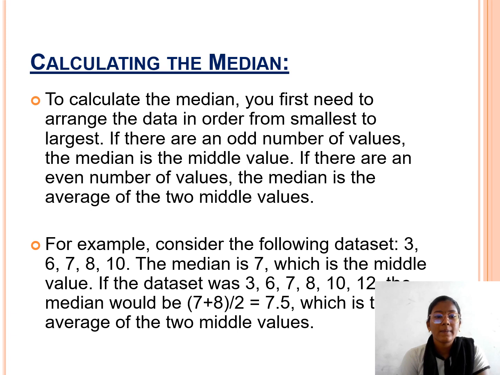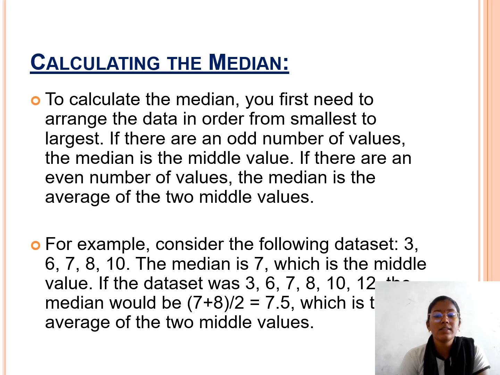Calculating the median. To calculate the median, you first need to arrange the data in an ordered form, smallest to largest or largest to smallest. If there are an odd number of values, the median is the middle value. If there are an even number of values, the median is the average of two middle values.